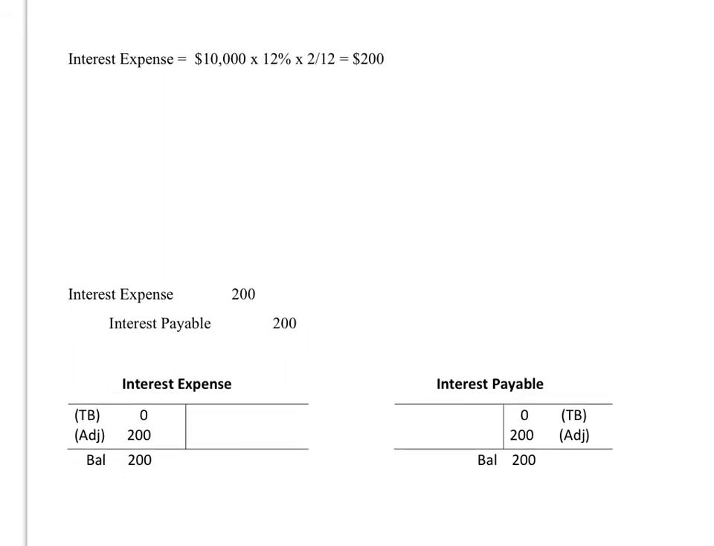Here's our journal entry in our T accounts. Interest expense is debited for $200. Interest payable is credited for $200. Again, there was nothing on the trial balance, so those are zeros. We make our adjustments, and now we have an ending balance in those accounts.